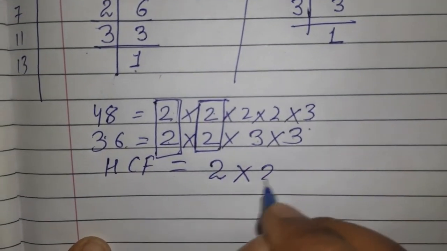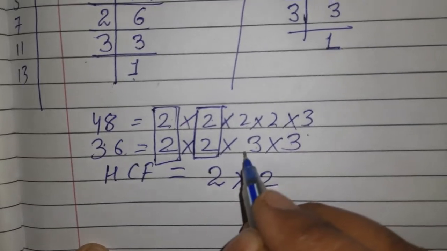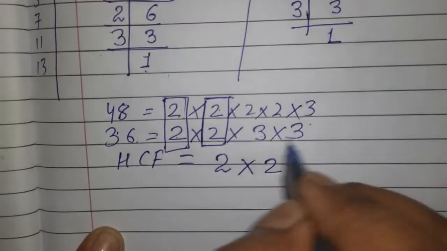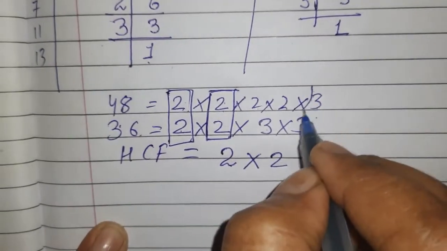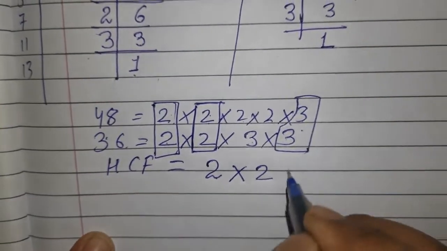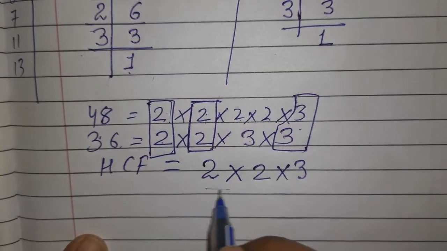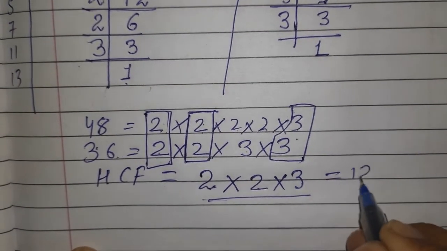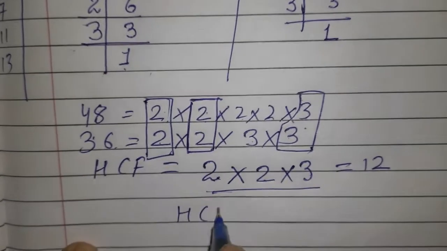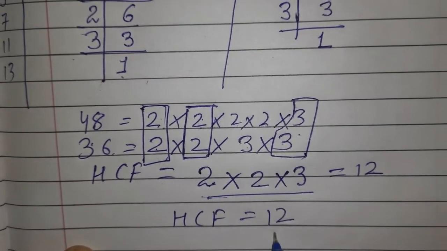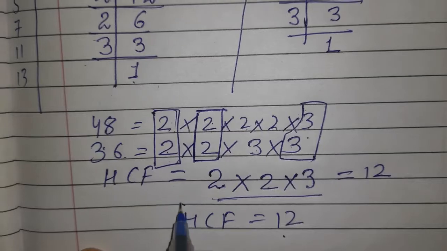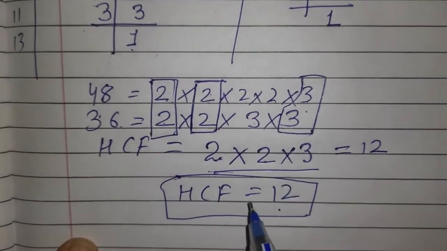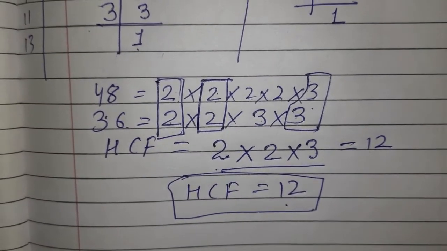Okay. So write 2. Now see, 2 is here, but here no 2 is there. So don't write the 2. Now 3, just see, 1 3 is here and 2 3s. So take one pair of 3 like this. This is the one pair. So multiply by 3. Now you multiply all this. 2 2s are 4. 4 3s are 12. So this is the HCF. HCF is 12. Means 12 is the HCF of your numbers 48 and 36. So this way you find the HCF by the prime factorization method.